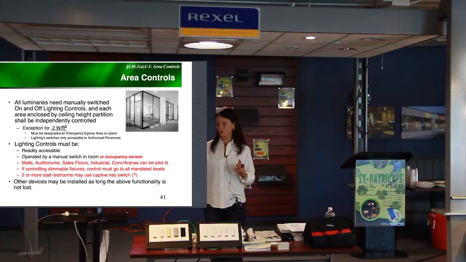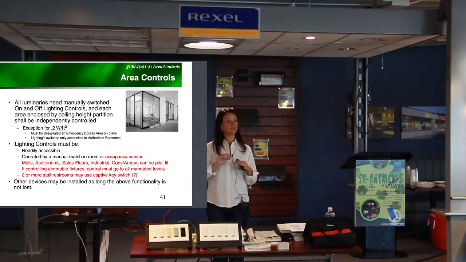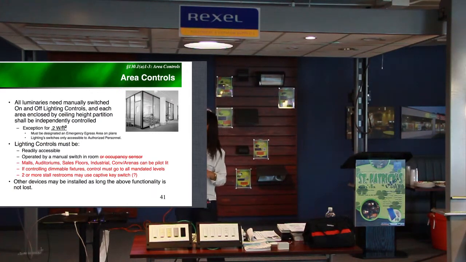The bad news or good news for some of you is that it used to be a switch or occupancy sensor. So if there is a multi-stall bathroom and an occupancy sensor turns the lights on and off, that was enough. The code is telling us no, an occupancy sensor is no longer acceptable to comply with the basic section of Title 24. You have to have a switch. I do not recommend a wall switch in a multi-stall bathroom because you might turn off the lights while somebody is using the bathroom. So you can maybe use a captive key switch in that space.